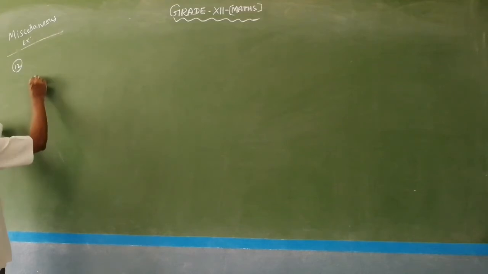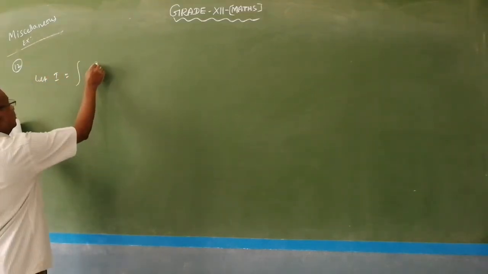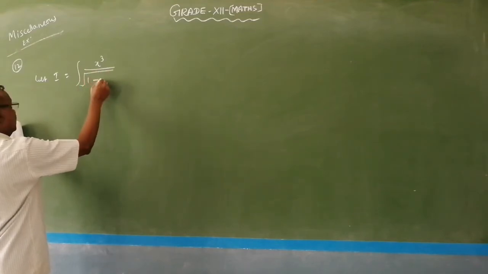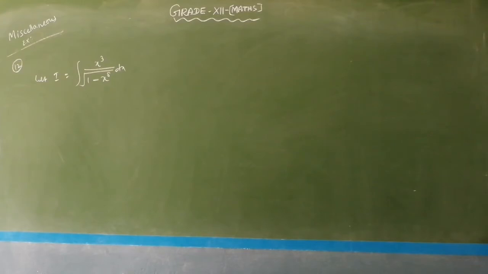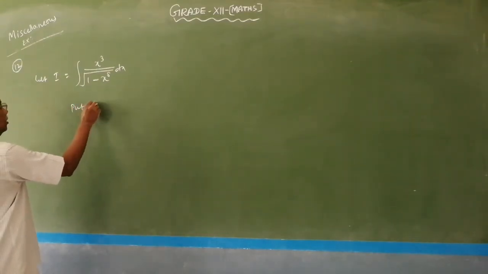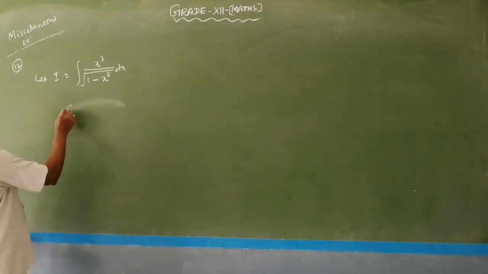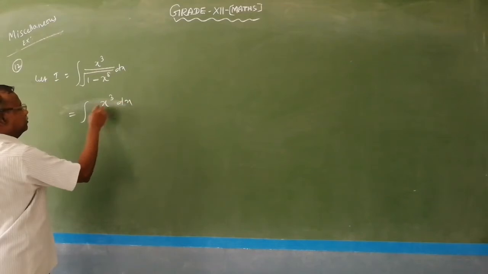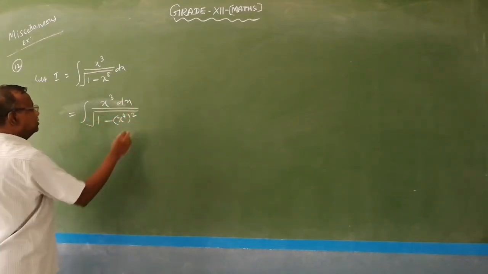Integral, assume this as I. Let I equal to integral x cube divided by root of 1 minus x power 8 into dx. Let us simplify this: integral x cube into dx divided by root of 1 minus x power 4 whole square.